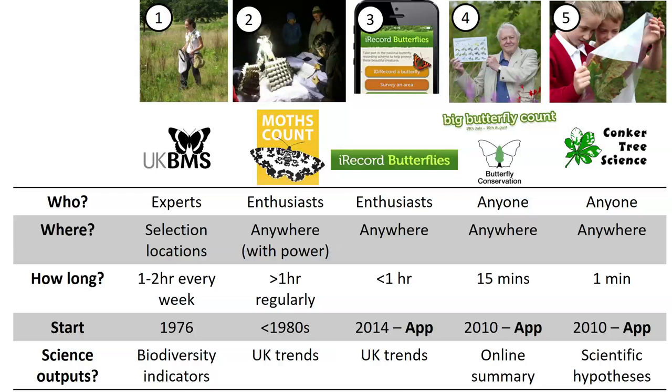So you can begin to summarise these projects by looking at this continuum, going from experts getting involved here, where they go to set locations year after year after year, taking at least a couple of hours every single week to do this sort of thing, going on for a long time, and it's led to the use of these data in biodiversity indicators. Moth counts, just because moths are quite hard to identify and it requires a fair bit of investment if you're going to buy a light trap, and then you'll need power to run it from as well.